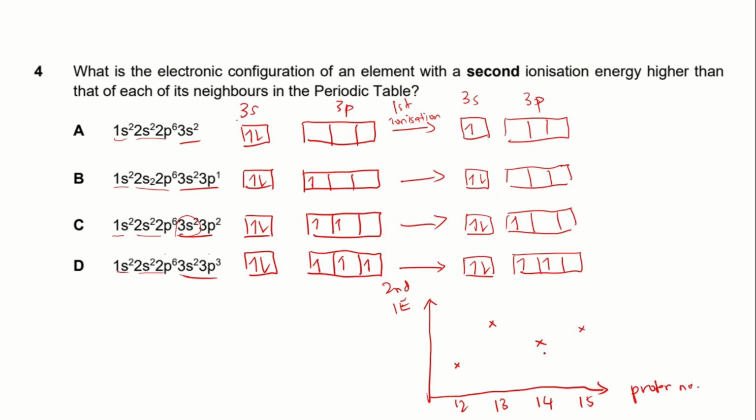So now we can answer the question: which element has second ionization energy higher than each of its neighbors in this periodic table? B here has higher second ionization energy compared to A, C, and D. So our answer to this question is B.